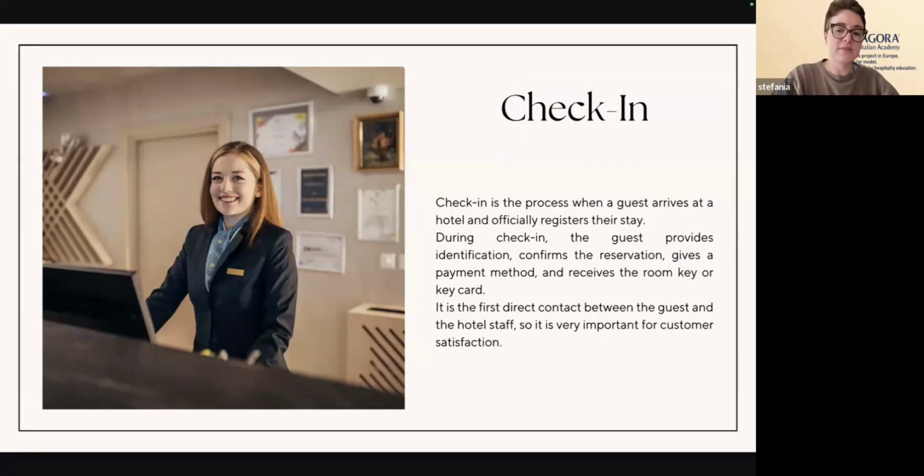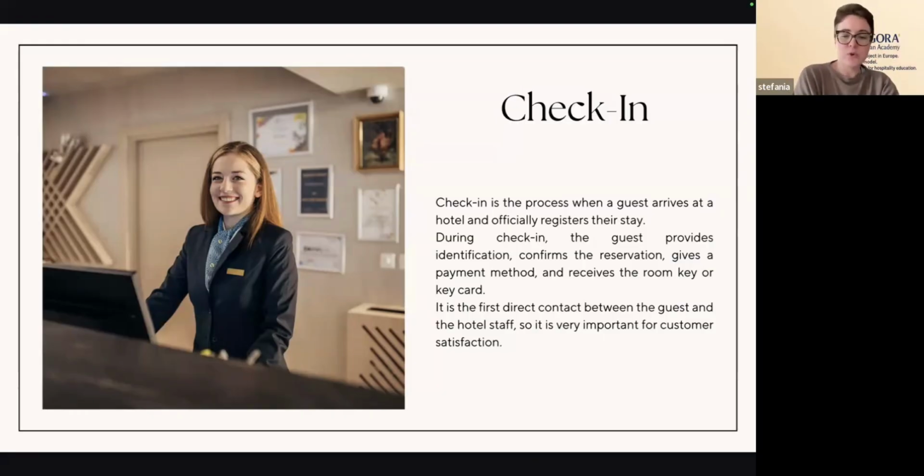The guest usually gives a payment method, which depends on the hotel, because the payment method is also agreed during the booking. If you have to pay in advance, if you are going to pay at the check-in, but usually in these times, every hotel is asking for a credit card to pre-authorize. It means that you are going to give a credit card. The operator is going to check in the machine if the credit card works and if the amount for the stay is in the card.